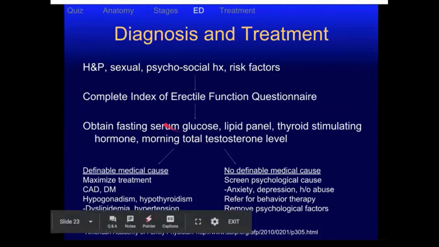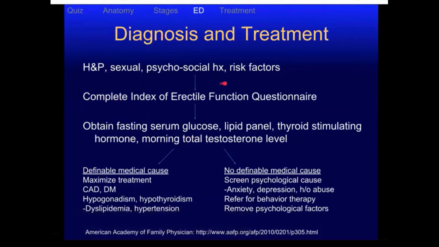Diagnosis and treatment. So just like anything, we need to do a pretty extensive H&P, and then go through the different parameters and factors that can lead to ED. So sexual, psychological, social history, if they're taking steroids, for example, and then have them complete the questionnaire so you know where they are and what their baseline is. Do lab studies, total testosterone, as well as other parameters, lipids, which is related to vascular disease, TSH, because hypothyroidism can lead to ED.